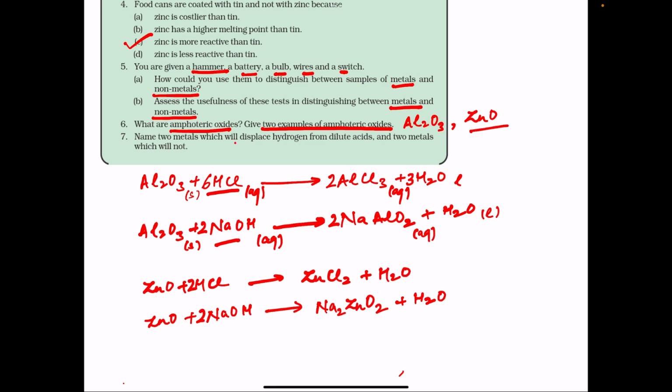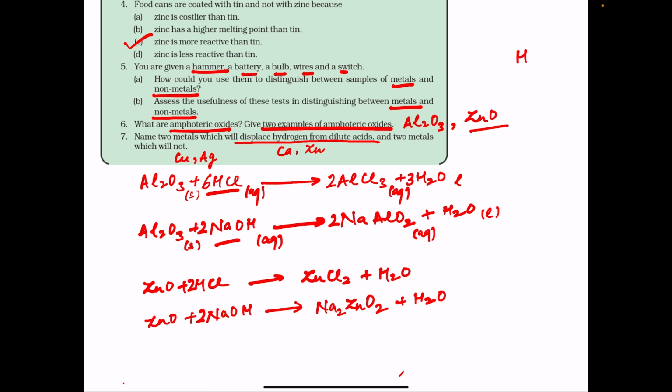Name two metals which will displace hydrogen from dilute acids and two metals which will not. Two metals which displace hydrogen from dilute acid: calcium, zinc. These are the metals which displace hydrogen from dilute acids. And two metals which will not: copper and silver.